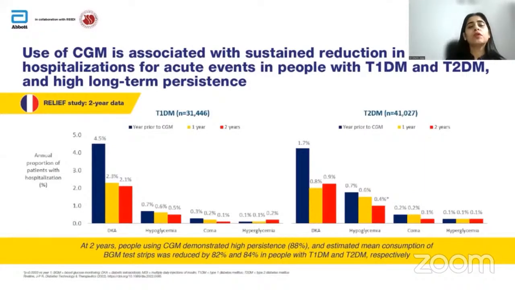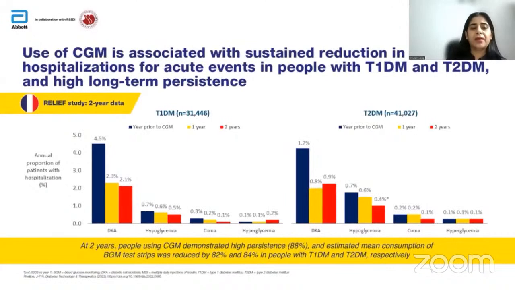a very important study which clearly goes on to look at the use of CGM and whether it actually reduces hospitalizations for acute events in patients with type 1 and type 2 diabetes and the higher long-term persistence with CGM. So here you see on your left side, the type 1 diabetes patients, almost 31,000 plus cohort, and a cohort of type 2 patients, more than 41,000 patients.